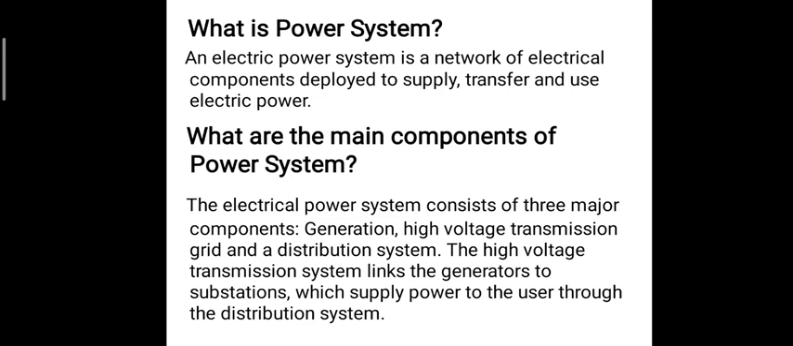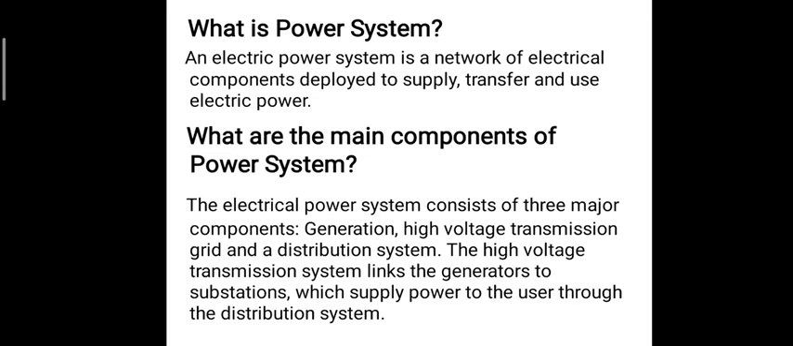And after that this power should be transferred. And where is it to be transferred? It should be transferred to the substations, and from the substations the consumers can utilize this power. So we can make a statement: an electric power system is a network of electrical components deployed to supply, transfer and use electric power.